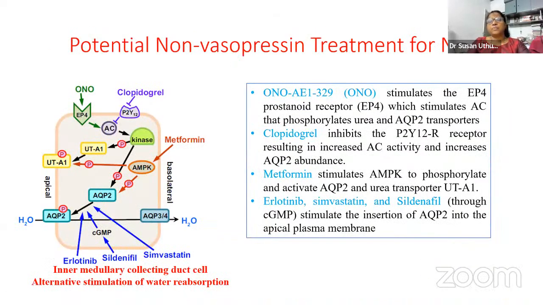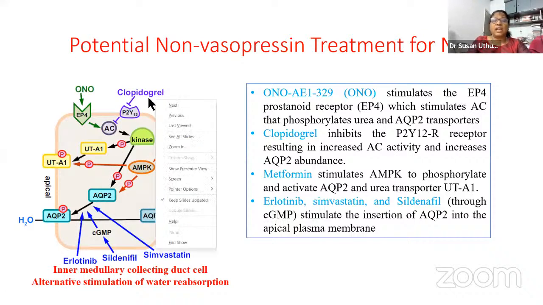So, potential non-vasopressin treatments of NDI: a lot of drugs which are clinically in use have been tried, which act downstream of the V2 receptor level, at the adenylate cyclase. It is an indirect way of activating the adenylate cyclase, not through cyclic GMP and cyclic AMP activation. These are proteins like P2Y12, EP4 and such molecules. So clopidogrel acts through this receptor, resulting in increased adenylate cyclase activity.